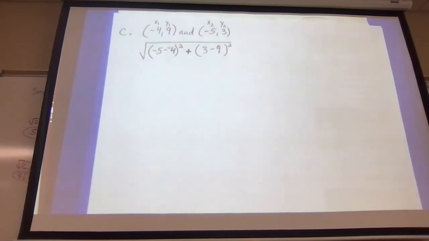Am I going too fast? Raise your hand if I'm going too fast. Am I going too slow? Raise your hand if I'm going too slow. All right, perfect pace.